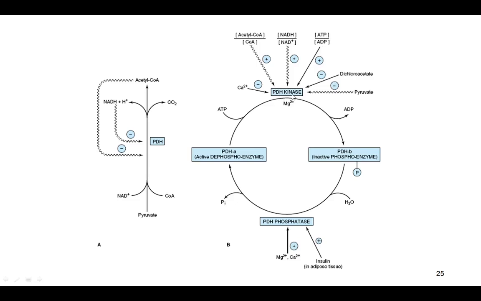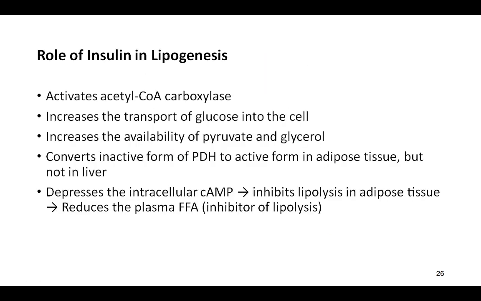If this ratio is more, it activates PDH kinase, right? And this leads to inactive PDH. So basically, if more and more acetyl coenzyme A has already formed, ultimately it will lead to inactivation of PDH, and this will help in the reduction of formation of acetyl coenzyme A. How is acetyl coenzyme A forming? It is forming from pyruvate with the help of pyruvate dehydrogenase. But if so much acetyl coenzyme A has already formed, then by a negative feedback loop it will inhibit PDH. Simple, okay? More acetyl coenzyme A will inhibit PDH.